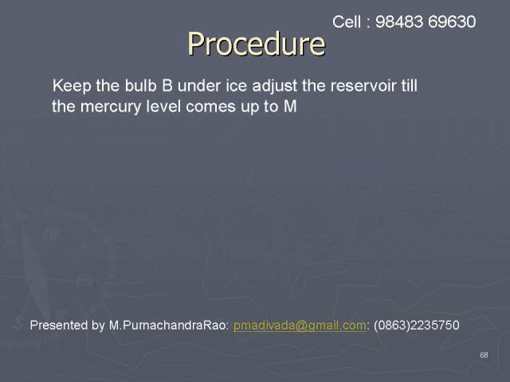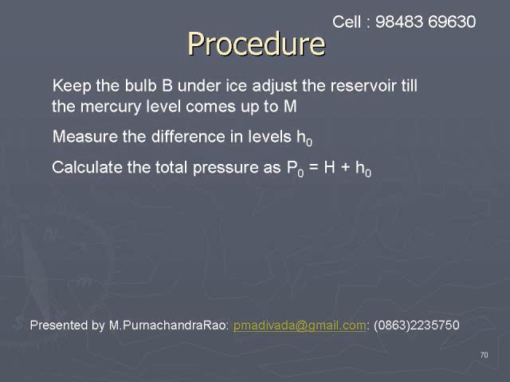Now, the procedure. Keep the bulb B under ice. So, the cylindrical vessel with ice, then the bulb B will be under ice. Adjust the height of the reservoir till the mercury level in the capillary tube comes up to the mark M, which is a fixed mark. Then measure the difference in levels, that is M and N. Let us call it h0.